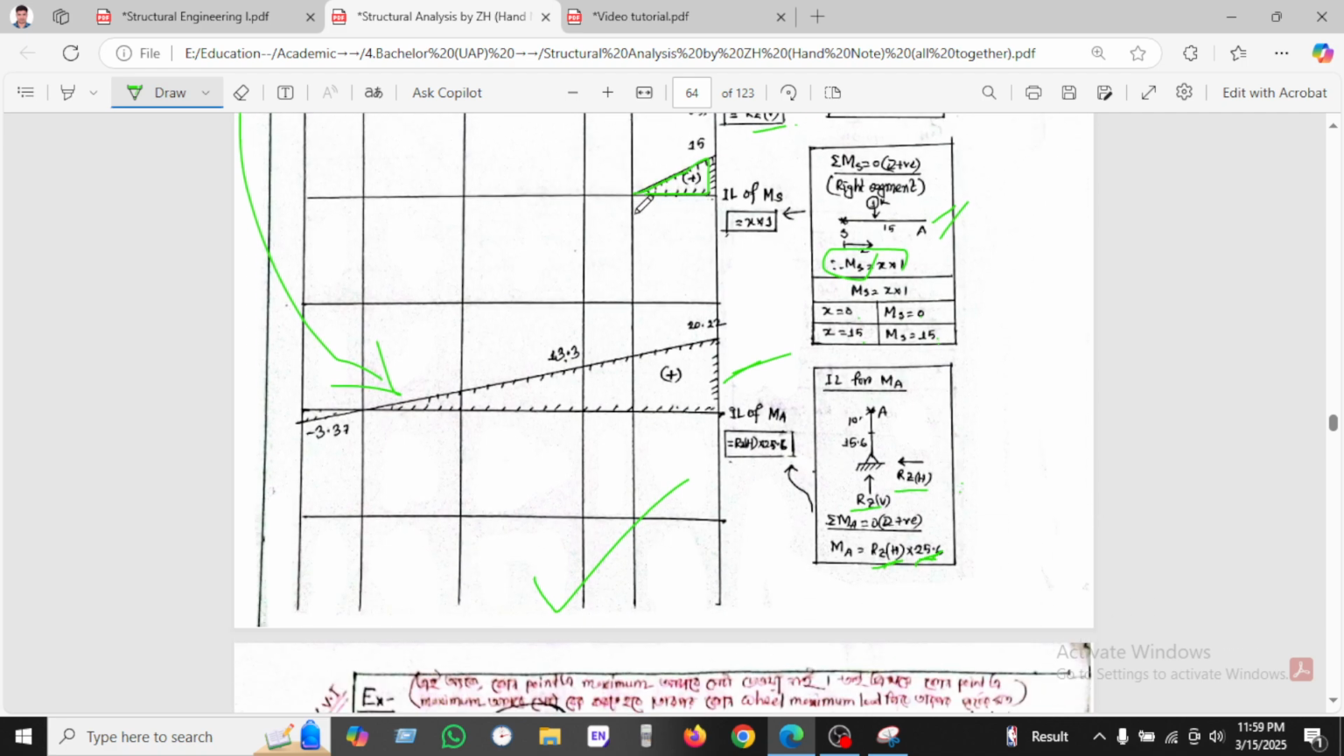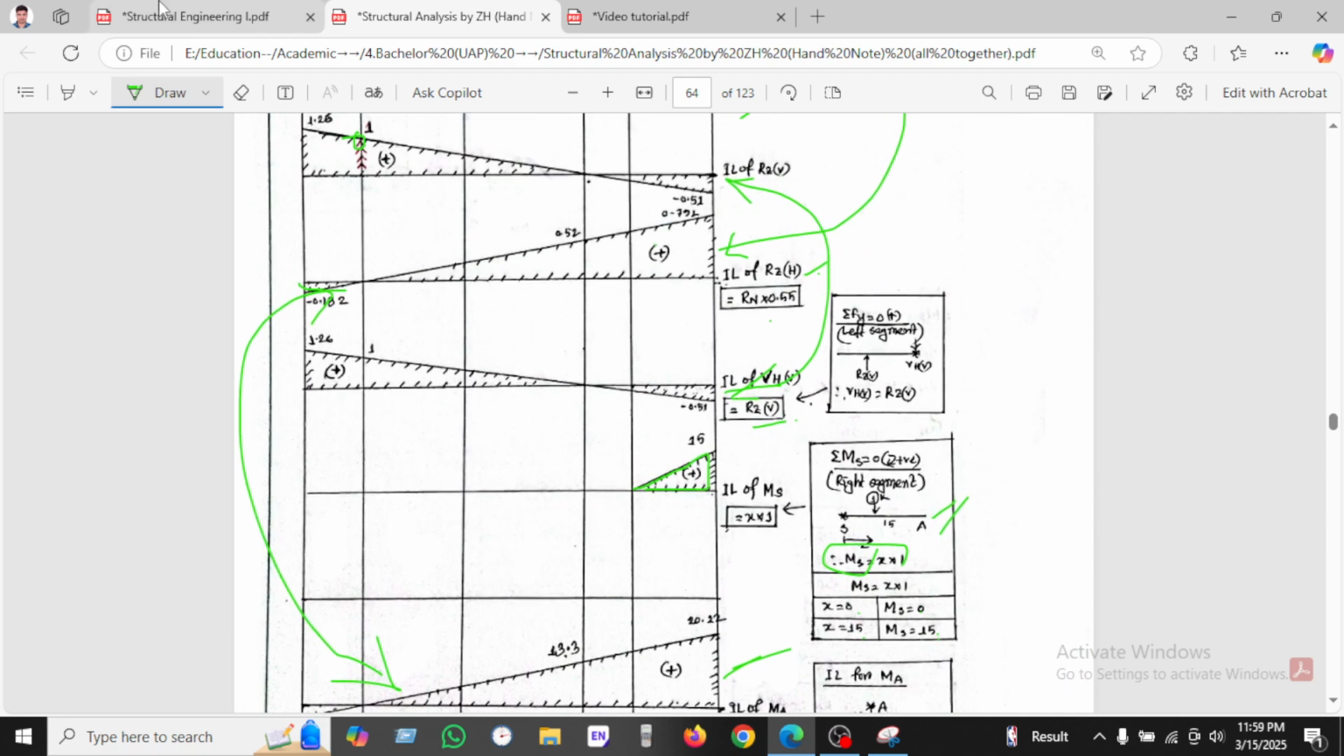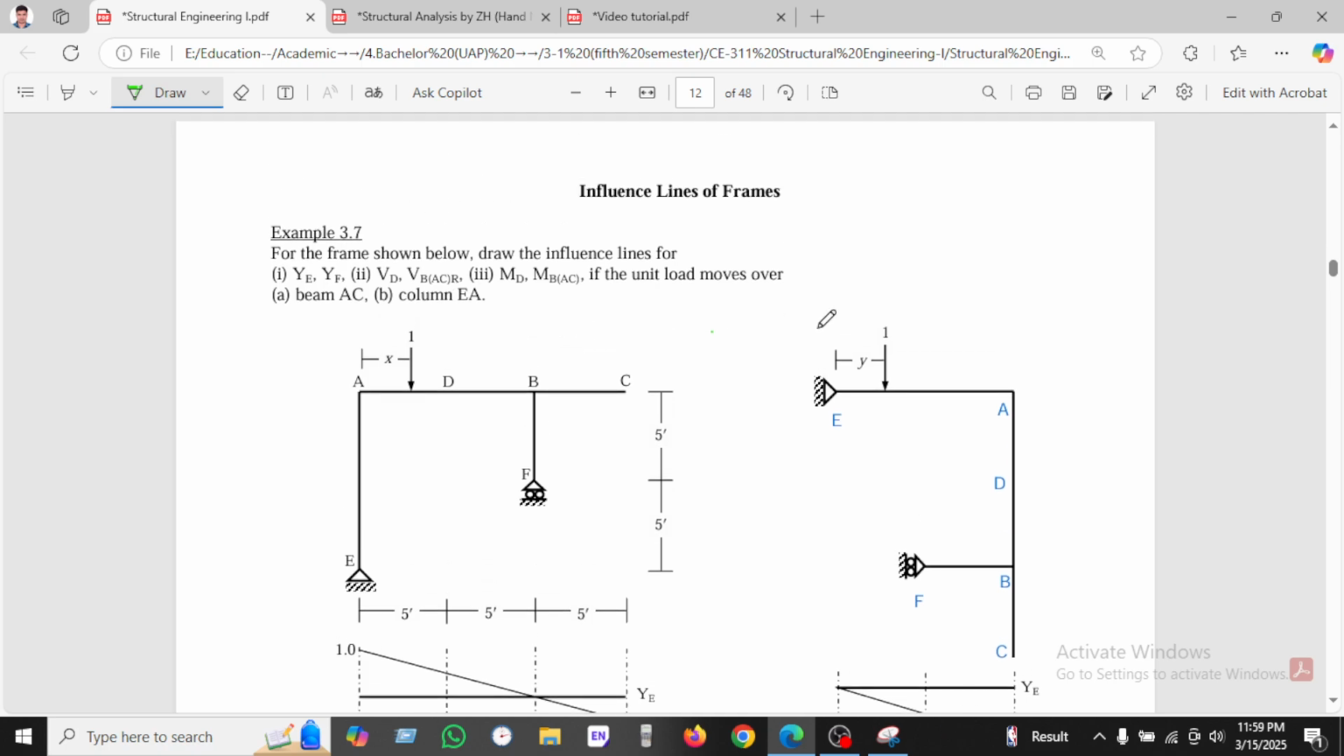Okay, so let's see another example here. This is taken from Professor Dr. Vikramanan sir, University of Dhaka, Bangladesh. Okay, so this is the influence line. The frame will show below, drawing the influence line of YE.